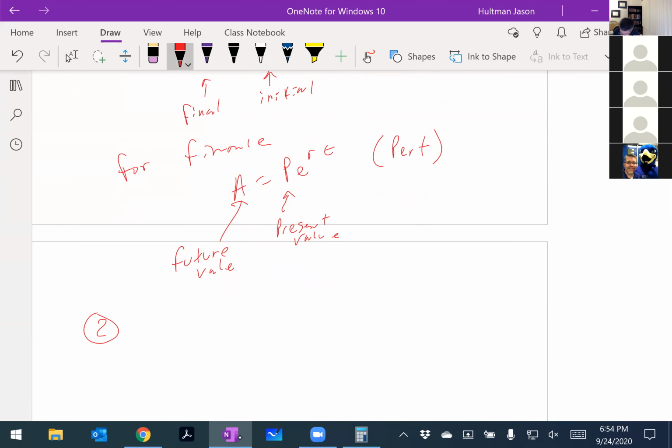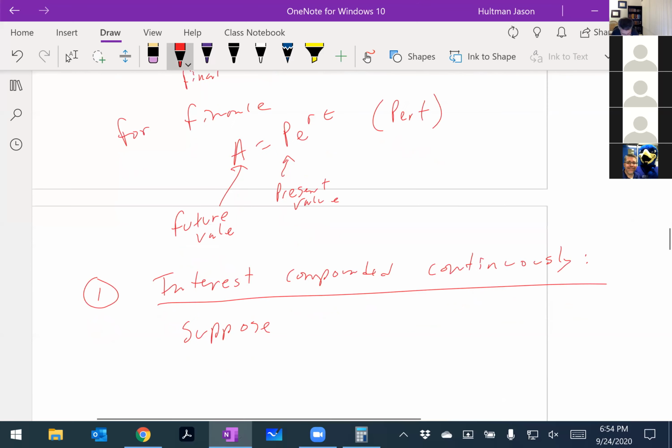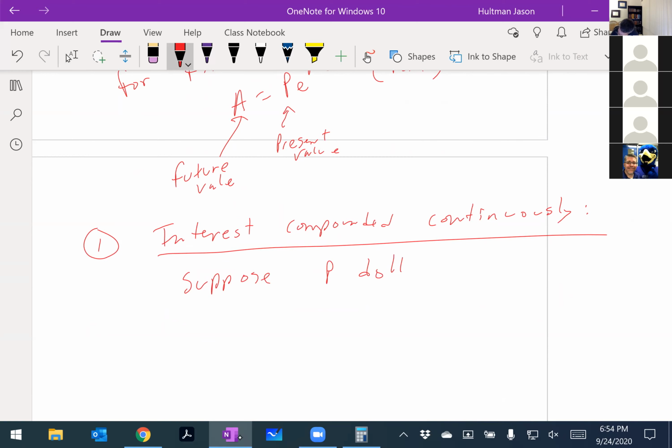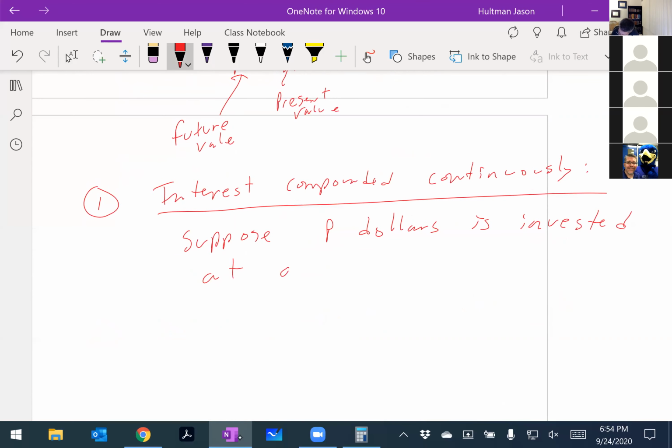Okay, let's look at number 2 here. Or sorry, number 1. I didn't even do number 1 yet. Number 1: we want interest compounded continuously. Suppose that P dollars is invested at a rate of 7% such that dA/dt is equal to 0.07A. I'm like, okay, what the heck is going on here?